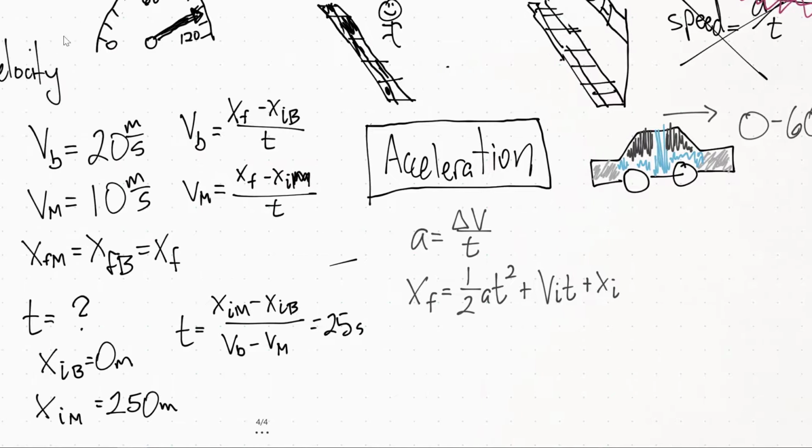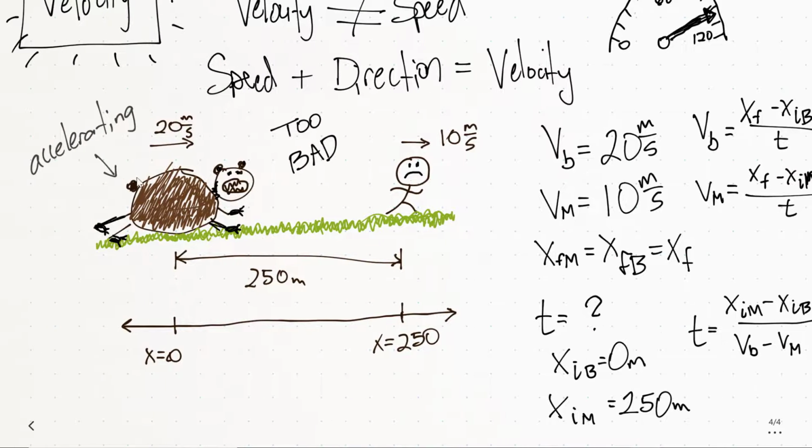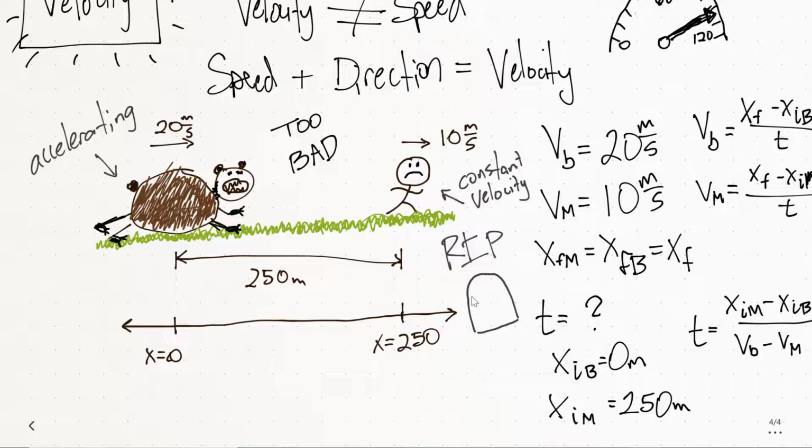Going back to the bear chasing the man, before we assumed that neither the man nor the bear were accelerating. Now let's assume that the bear starts running at 20 meters per second and also accelerates. At what rate will the bear need to accelerate to reach the man in 10 seconds?